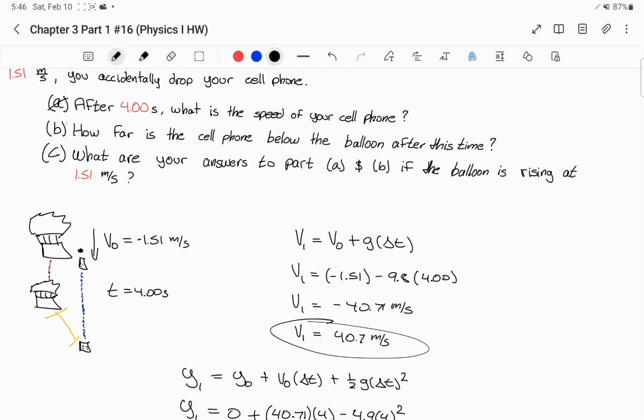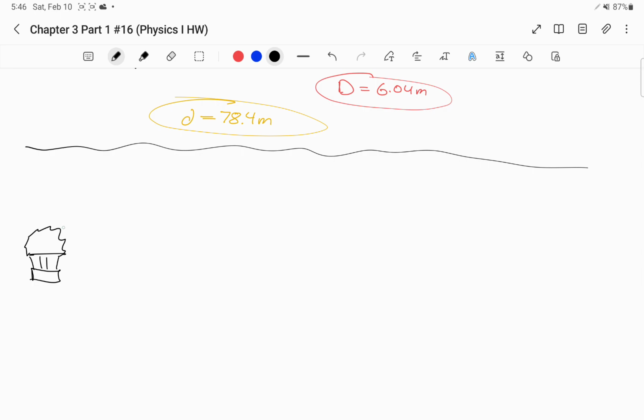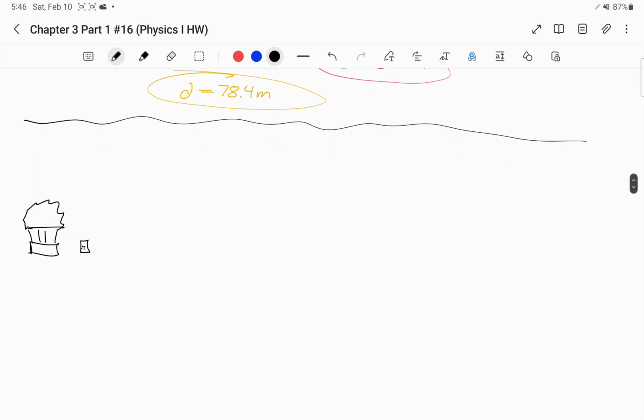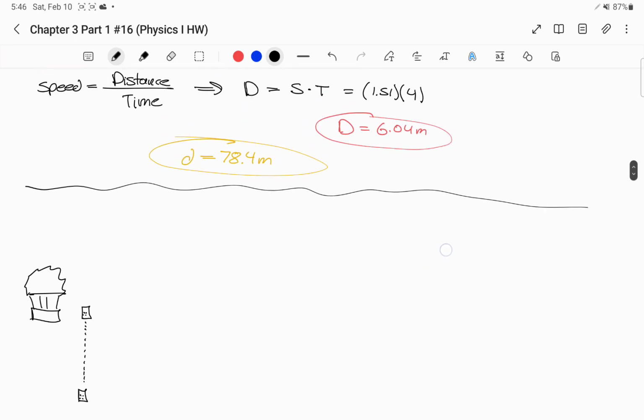Now, part C wants us to do everything again, but the balloon is rising. So let's draw another picture. Let's separate this. So now we have the balloon that is now rising, and we're going to find the velocity that the phone has fallen with. So what do you guys think? Is the phone going to fall with less velocity or with more velocity now that the balloon is rising?